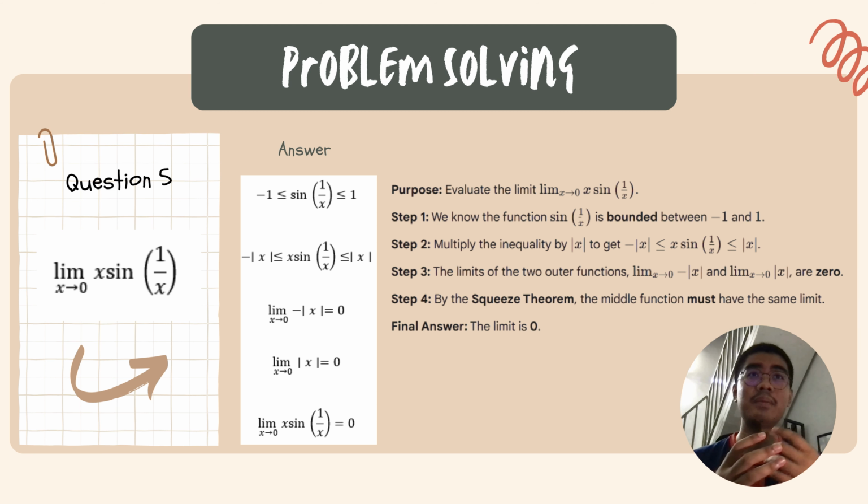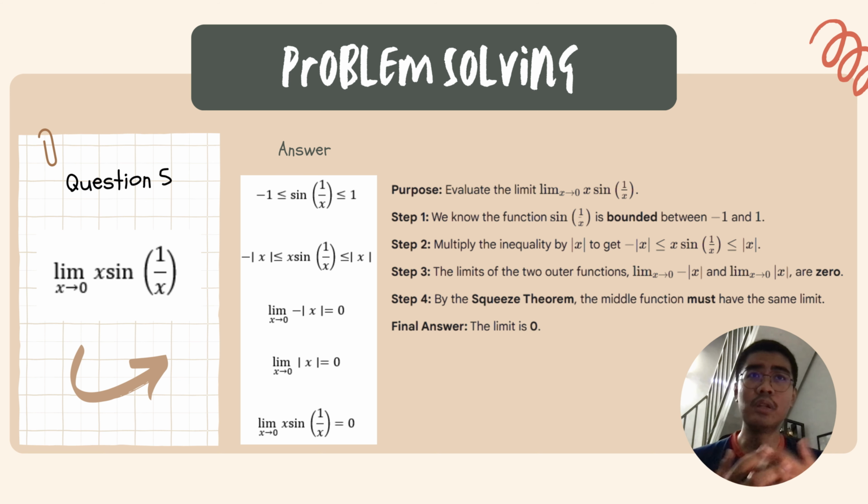First, we set up an inequality. We know that the sine function is trapped between negative 1 and positive 1. If we multiply everything by the absolute value of x, we get this inequality. Negative absolute value of x is less than or equal to x times sine of 1 over x, which is less than or equal to the absolute value of x.